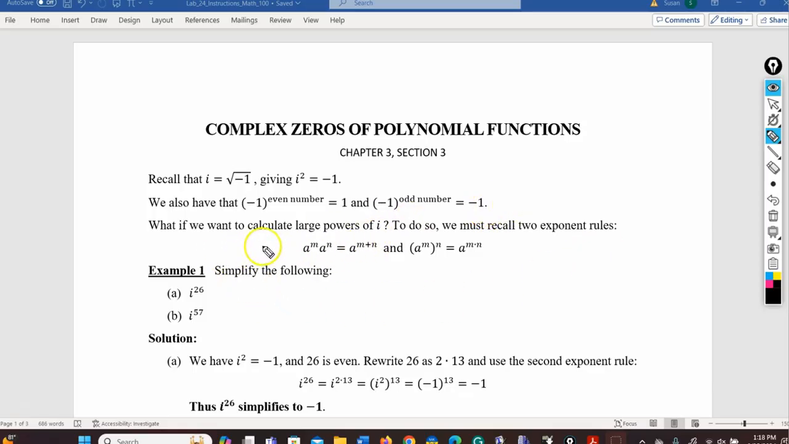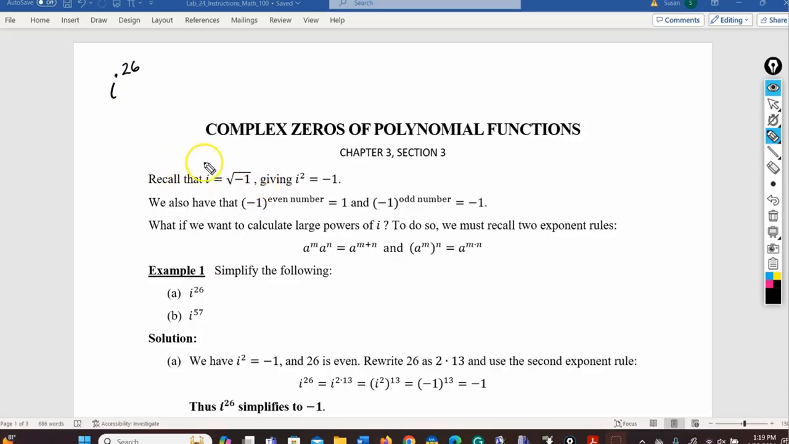So what happens if you want to calculate a large power of i, if you're told to simplify that? Well, we'll have to keep this stuff in mind that we just covered, but also somewhere in high school you should have come by these exponent rules. If not, I'm writing them down here for you to review. So let's look at these, and so I'm going to do them up here.